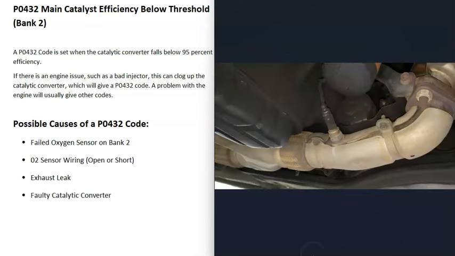And the next thing that can cause this is an exhaust leak. If there's an exhaust leak, then outside air can get inside of the system, and that can throw off these O2 sensors, and it could cause them to get bad readings and then report bad information back to the computer. So be sure to check out the exhaust and be sure you don't have any exhaust leaks, because that can sometimes cause those sensors to get bad readings.